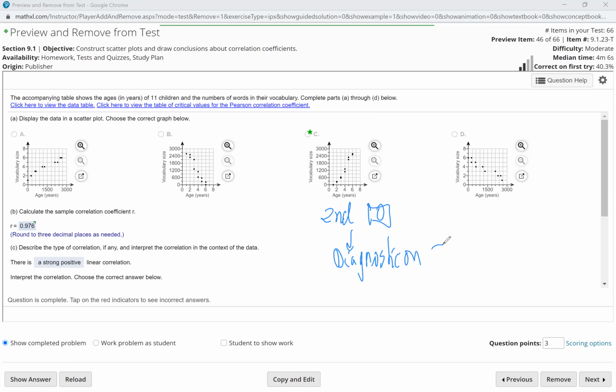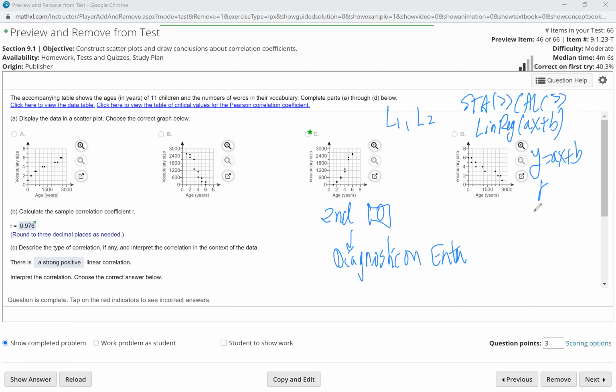And press enter twice. Then, after you enter your data in L1 and L2, you go to stat, then calc, then number 4, linear regression ax plus b. You will get the equation of the line if you need it.